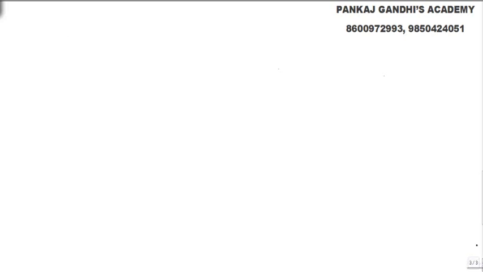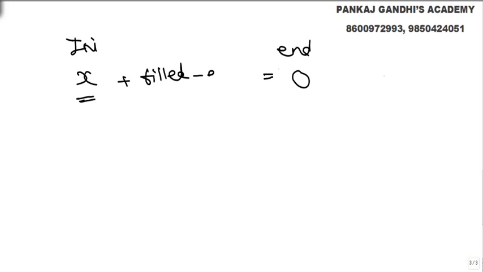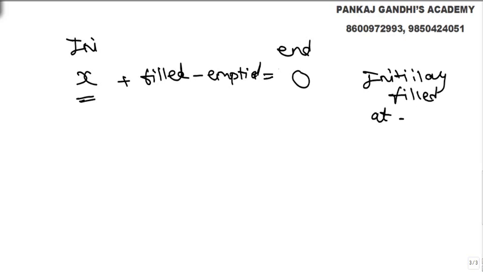Who fills how much? Given that initially the tank was filled and at the end it's emptied, what we would have done is initially filled x, plus filled minus emptied, equals at the end. This would have been the case if initially filled, at end empty.